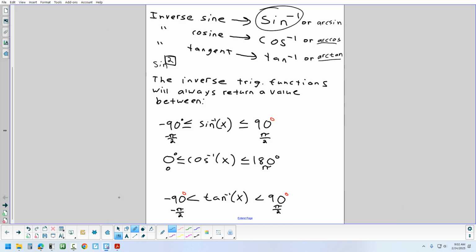Okay, so any questions on those different intervals that, if we have a choice of more than one answer, that's what we're going to do. Notice, you might look at the inverse sine and inverse tangent, and they might look the same, but notice the -90 to 90 on inverse tangent doesn't have the equal to under it. That's because it will never equal 90.